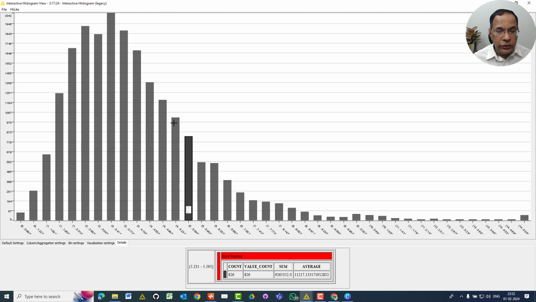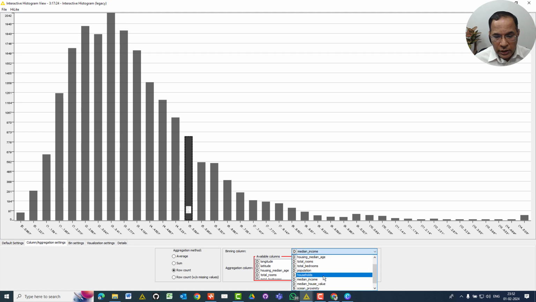Now we also talked about looking at whether the data is skewed or not, right? So this is obviously skewed. You will see more values closer to the lower end of the spectrum as opposed to the higher end of the spectrum. That's what it means, so just keep that in mind as we go along.